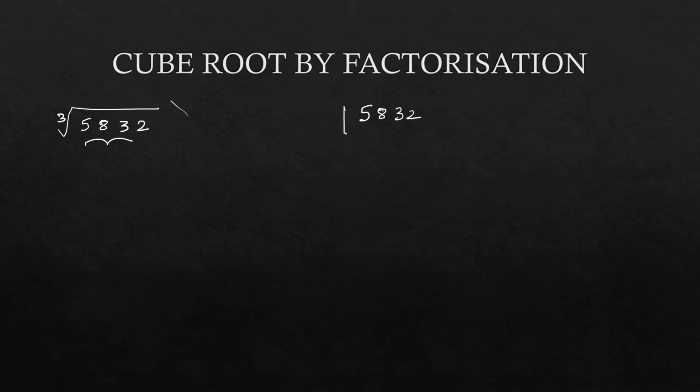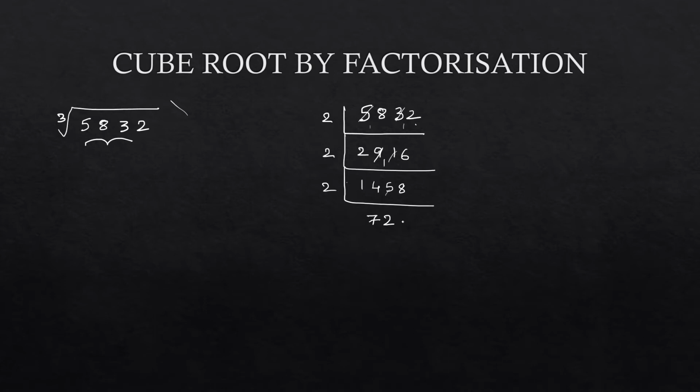5832. Since it is an even number, because it is ending with 2, it will be divisible by 2. So start dividing with 2. 2 2s are 4, 1 is left, 18, 2 9s are 18. Again 2 1s are 2, 1 is left, 12, 2 6s are 12. 2 1s are 2, 2 4s are 8, 1 remainder 11, 2 5s are 10, again 1 remainder 16, 2 8s are 16. Okay, very good. 2 7s are 14, 2 2s are 4, 1 remainder 18, 2 9s are 18.